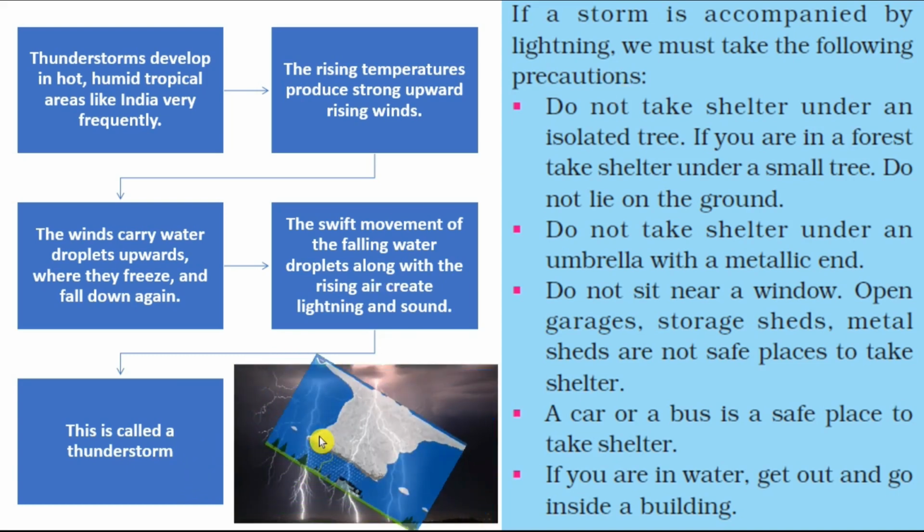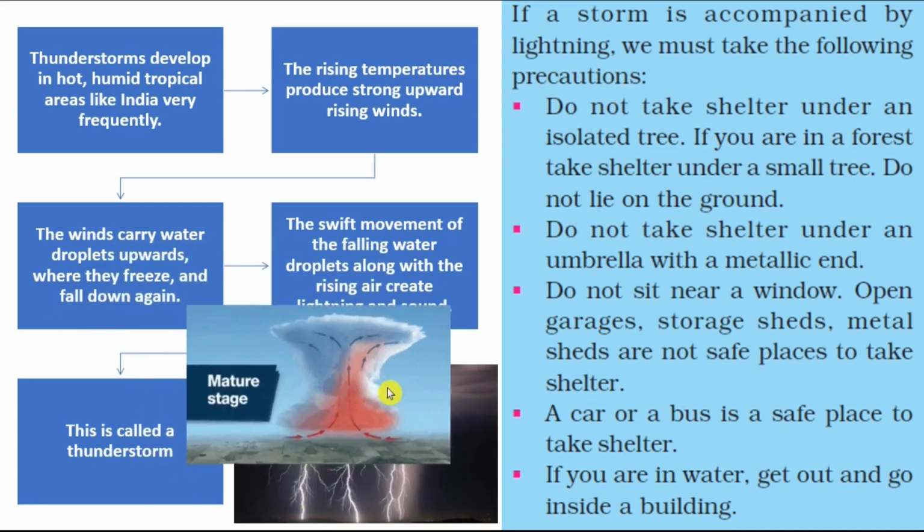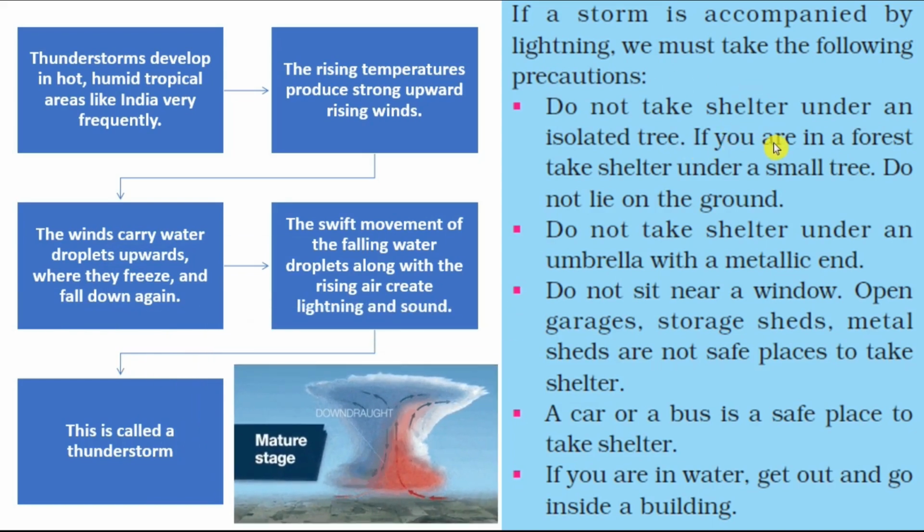Here we have some precautions to be taken if the thunderstorm is accompanied with lightning. You should not take shelter under an isolated tree. If you are in a forest, you can take shelter under a small tree. Do not lie on the ground. Do not take shelter under an umbrella with a metallic end. Do not sit near a window.